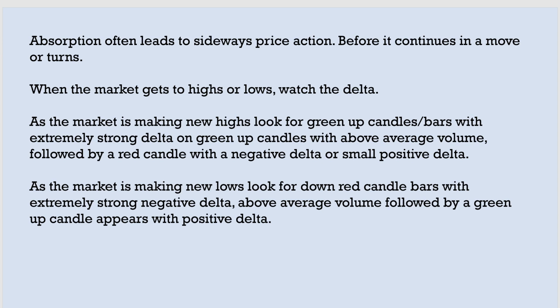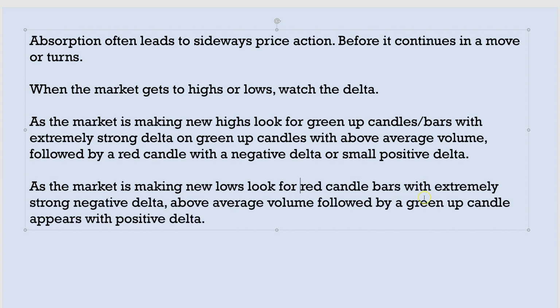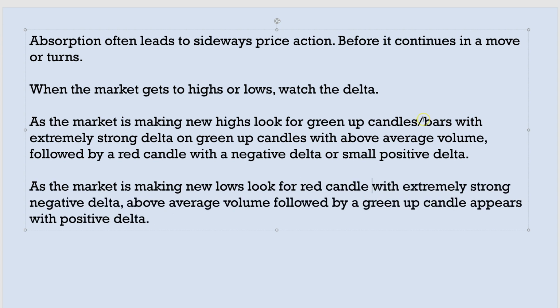And the signs you've got to look for is when the market gets to highs or lows, watch the delta. As the market is making new highs, look for green up candle bars with extremely strong delta on green candles above average volume, followed by a red candle with negative delta or small positive delta. As the market's making new lows, look for down red candle bars. Yeah, it's a bit confusing. I should just say look for red candles or look for green candles. I think when I start putting in all these things, people get confused.